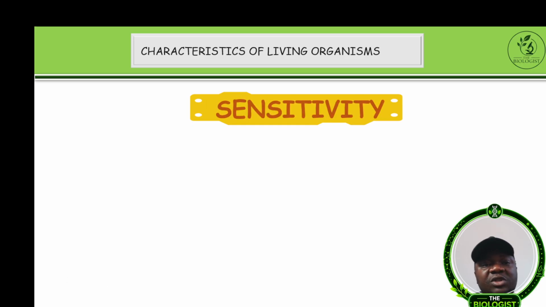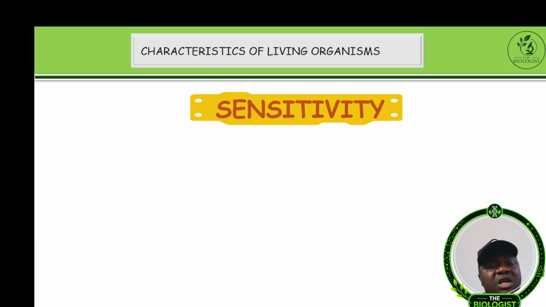So the next one is sensitivity. We humans and animals are very sensitive. For example, if you're inside a room and the room is very dark, and I decide to turn on the lights, what happens? You become sensitive to the new light which has been exposed in the dark room. If you come outside and the weather is very cold, your body is sensitive to cold. You go inside or you put on a coat to cover your body.